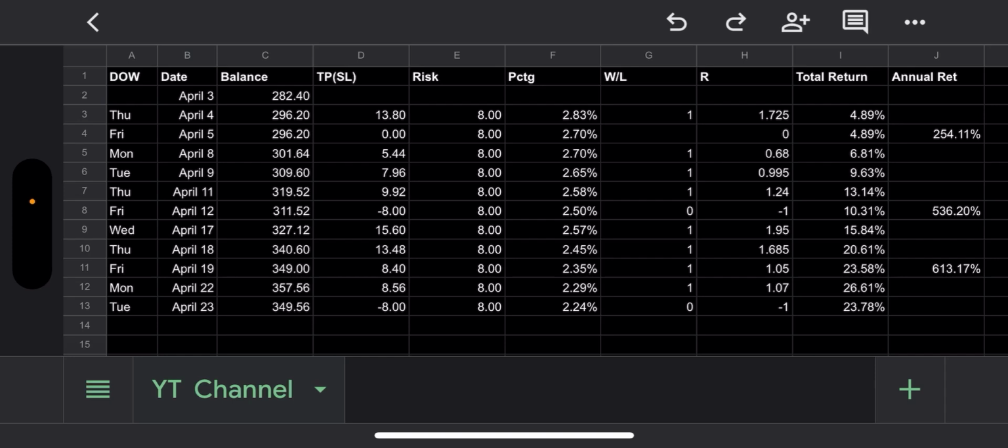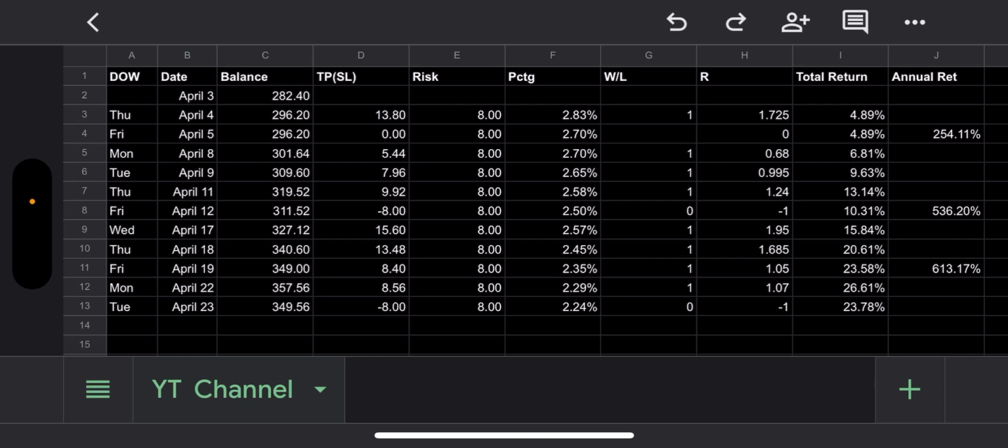So you can see from the spreadsheet that we started on April 3rd and our first day of trading was April 4th. Now we're all the way down to April 23rd, and in those 20 calendar days, if you look over at column I, the total return column, you can see that we have made over 23%. So the balance in column C has gone from $282 to $349 in just those 20 calendar days. So I don't know about you, but to be able to make 23% on my money in 20 days is pretty incredible.